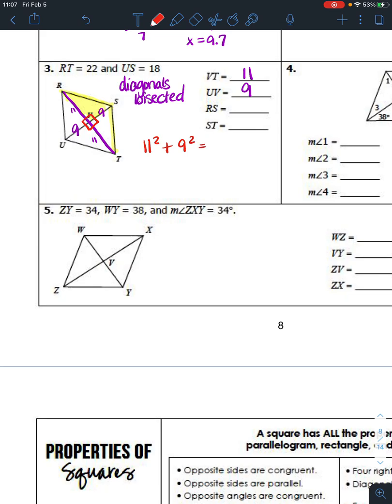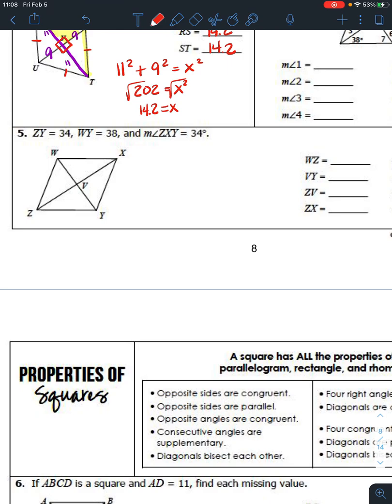So I have 11 squared plus 9 squared is equal to x squared. So I have 81 plus 121 is 202. So 202 is x squared. And then you take the square root of both sides, and you get that x is equal to 14.2. So RS is 14.2. If RS is 14.2, all four sides are congruent on a rhombus, and so we know that ST is also 14.2.